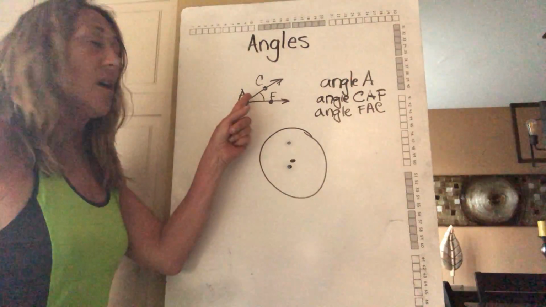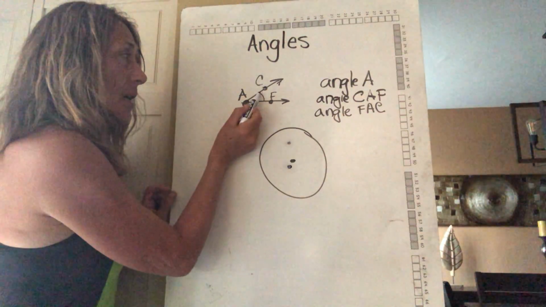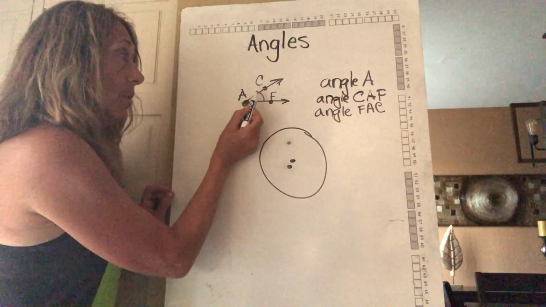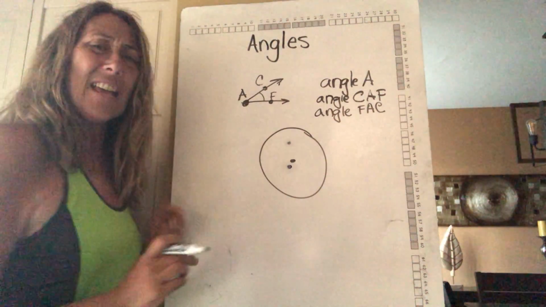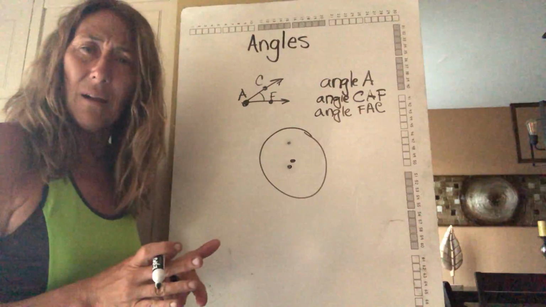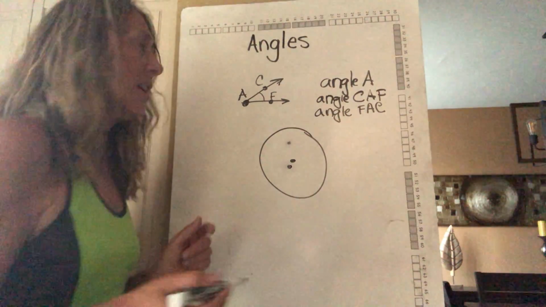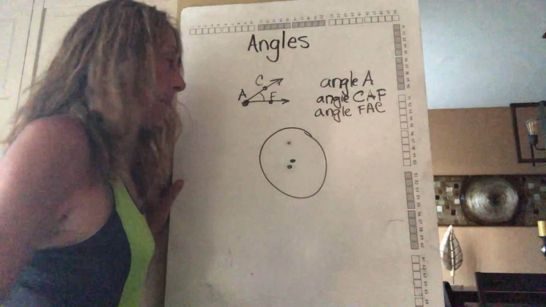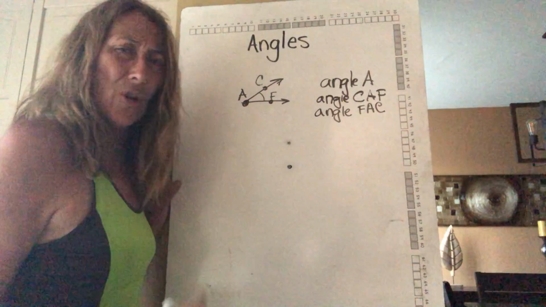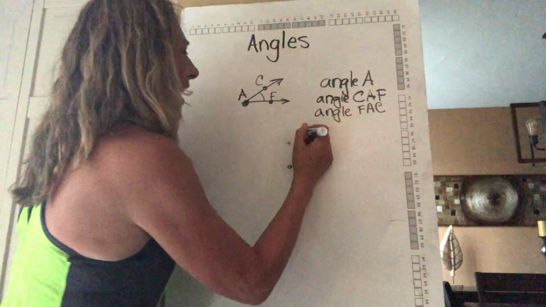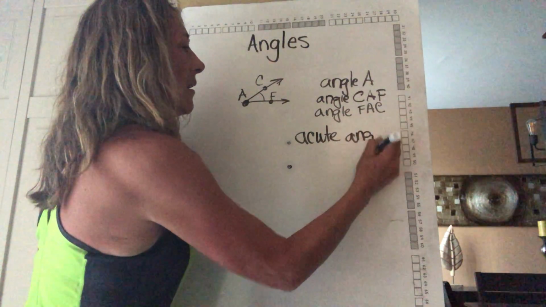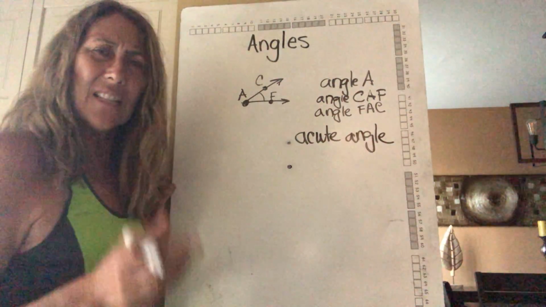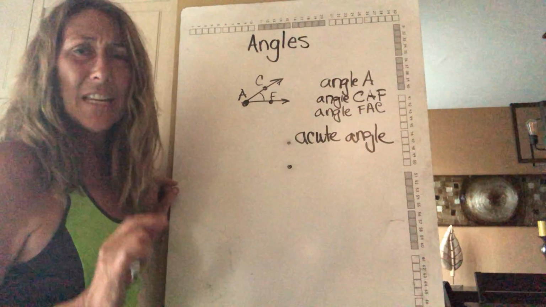So angles are measured from one ray to the other. This angle is quite small, so it's a smaller angle, and it has a name. And I think you've probably heard this before. It's an acute angle. An acute angle is an angle that is smaller than 90 degrees.